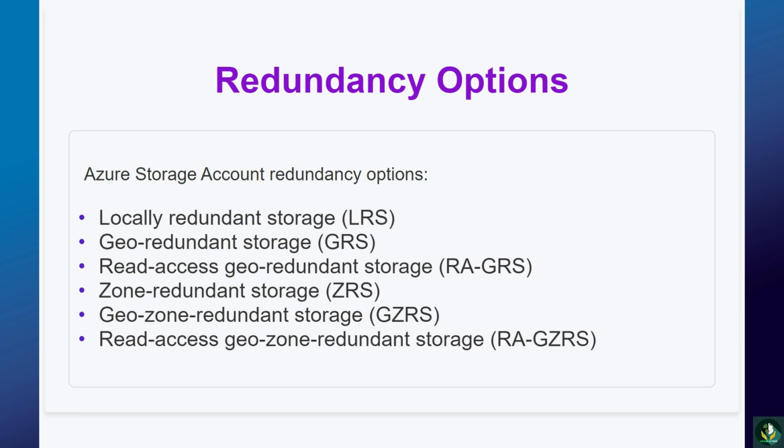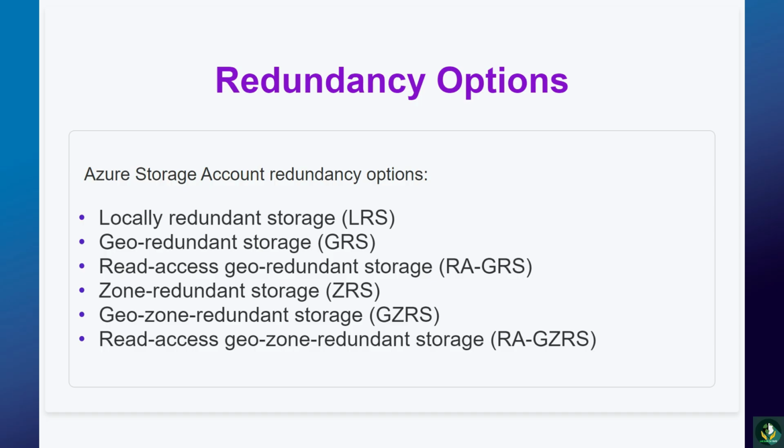For businesses requiring greater data protection, Geo-redundant storage, GRS, offers an excellent solution. GRS replicates your data to a secondary region hundreds of miles away from the primary region. This approach safeguards your data against regional outages or disasters. Read Access Geo-redundant storage, RAGRS, builds upon GRS by allowing read access to the data in the secondary region. This feature is particularly useful for maintaining high availability of your data, even if the primary region becomes inaccessible.